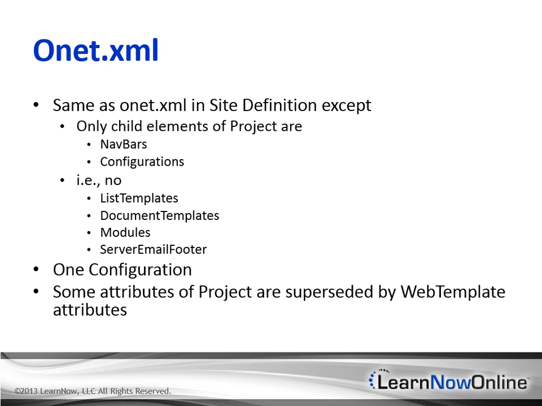So some attributes of project are superseded by web template attributes. And the biggest difference is using features instead of modules. So you can't use modules in the web template like you do in the site definition. If you need to use module elements, you just put them within a feature, which would be specified in the site features or the web features elements. That's a best practice when building site definitions anyway, but when using web templates, it's a requirement.